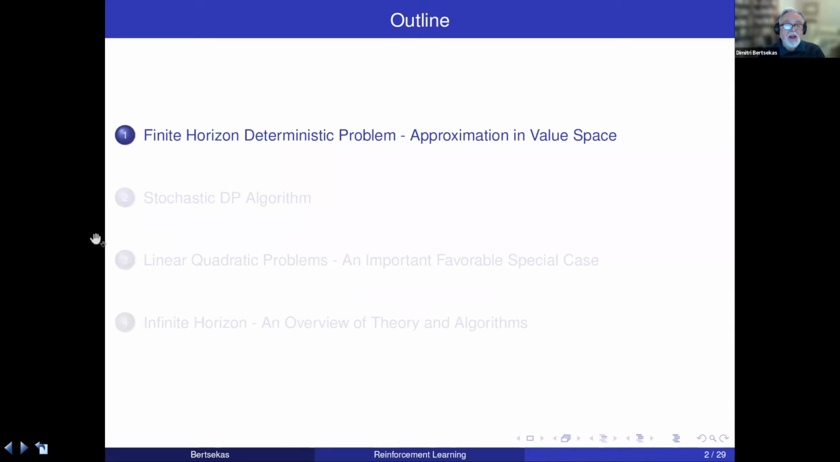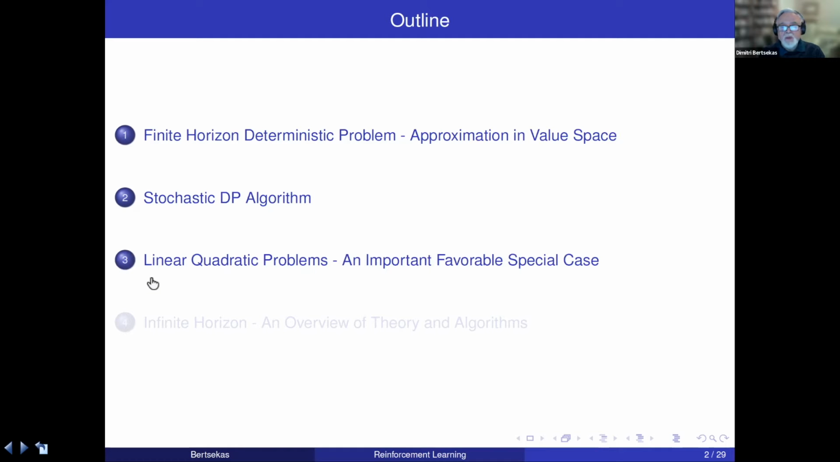So here's the outline. We're going to do some review of the dynamic programming algorithm for a finite horizon deterministic problem. Talk a little bit about approximation in value space and also give an example of rollout. Then we're going to talk about the stochastic version of the dynamic programming algorithm, where the dynamics involve a stochastic random disturbance.